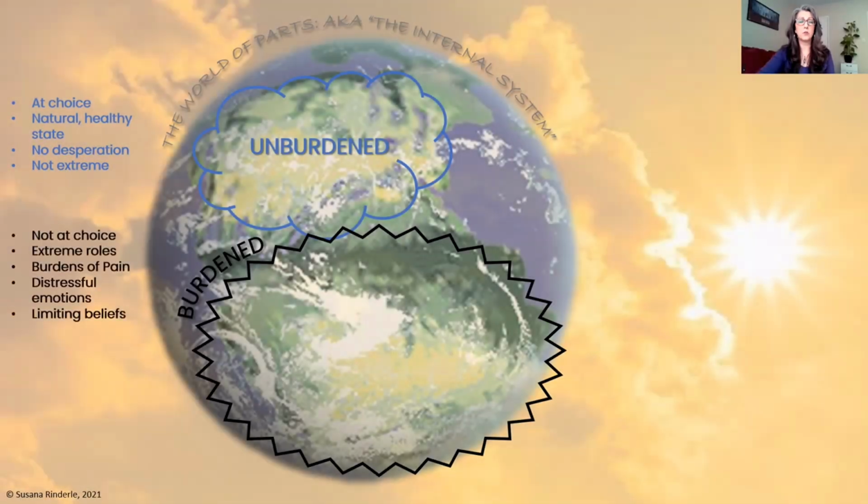Burdened parts are not at choice. They've taken on extreme roles, and they carry burdens of pain, distressful emotions, and/or limiting beliefs. And on this continent of burdened parts, there are two different nations, the Exiles and the Protectors.